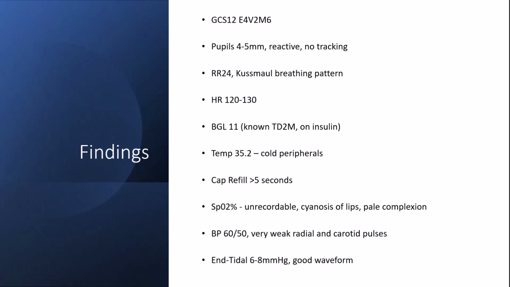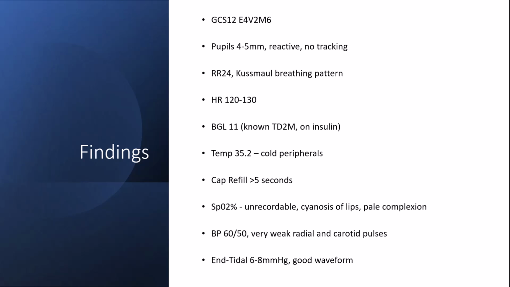They were reactive, but there was no sense of tracking or movement or any organized tracking that I could observe at the time. The respiratory rate was 24, and it was immediately identified there was a Kussmaul breathing pattern, so deep inspiration and expiration breathing pattern. There was no ketone smell or fruity smell that I could identify. The heart rate was 120 to 130, ECG sinus tachycardia. BGL was 11, known type 2 diabetic on insulin. Temperature was 35.2. The peripherals were cold. She was quite pale at the time, and the cap refill was 5 seconds.